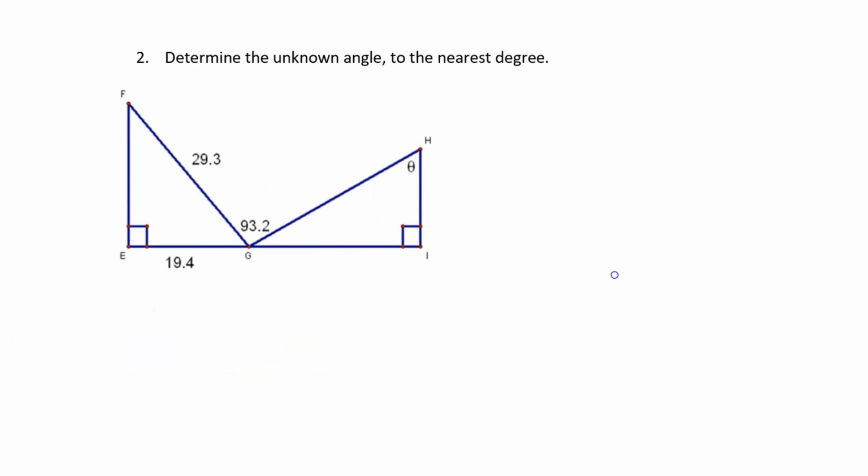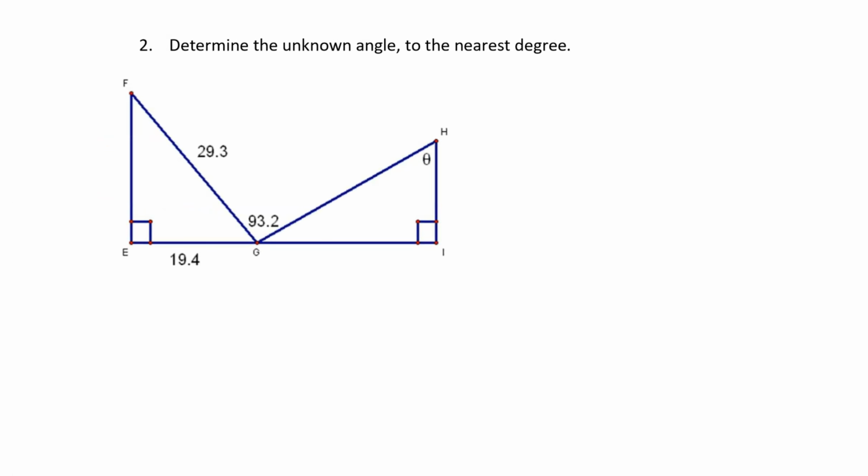It says determine the unknown angle to the nearest degree. And this looks like a very interesting situation. I'll tell you the key here is what is connecting these two situations, right? The unknown angle is right there. That's theta. And we've got a couple side lengths, the 19.4, right? The 29.3. We've got this angle measure here of 93.2. But I could tell you the whole thing is 180, isn't it? Because it's a supplementary angle.